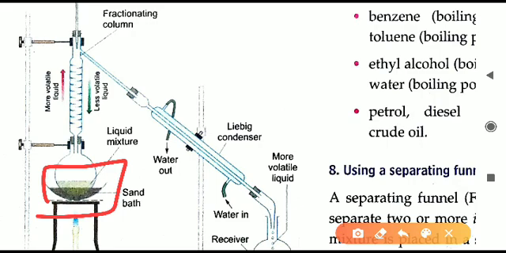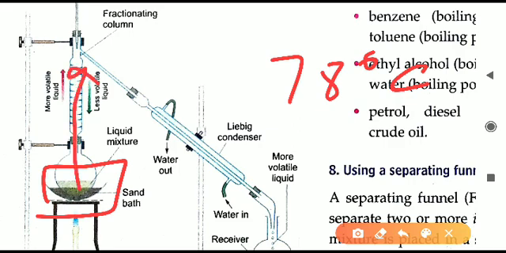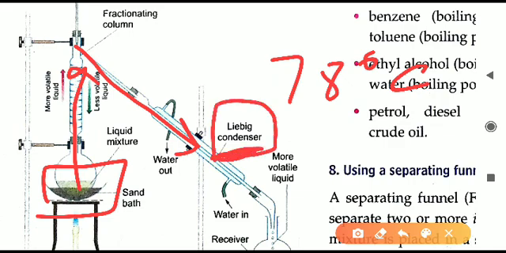In this we are heating this. On heating, what will happen? On heating, temperature will rise. First of all, 78 degrees Celsius temperature comes. That is the boiling point for ethanol or alcohol. तो alcohol क्या होगा? लिक्विड से वेपर में कन्वर्ट होगा. It will move upwards into the fractionating column और उससे आगे मूव करेगा toward the right hand side into the Liebig condenser. Here you can see Liebig condenser is there.